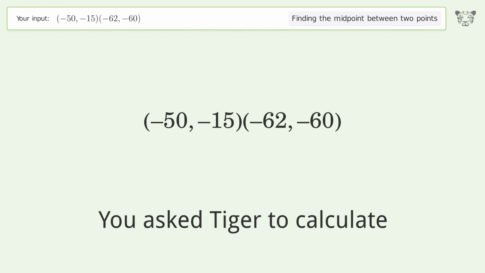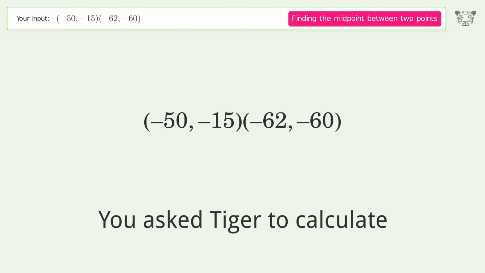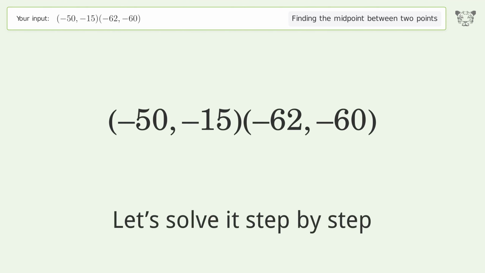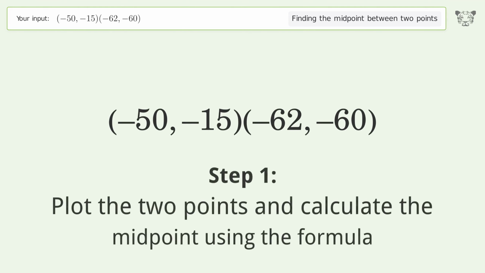You ask Tiger to calculate. This deals with finding the midpoint between 2 points. The midpoint between the 2 points is -56, -37.5. Let's solve it step by step. Plot the 2 points and calculate the midpoint using the formula.